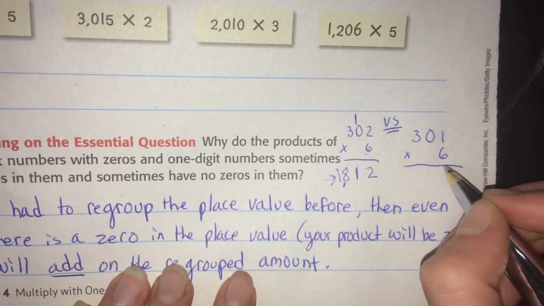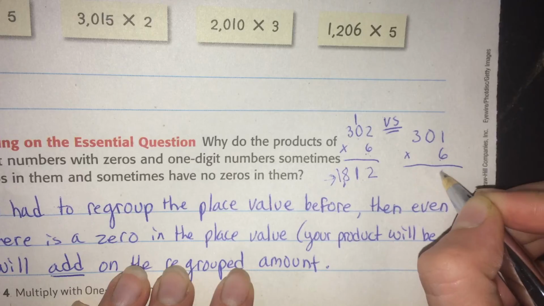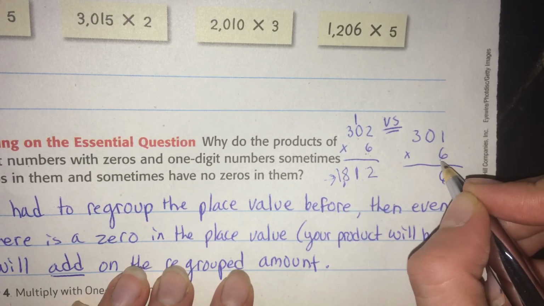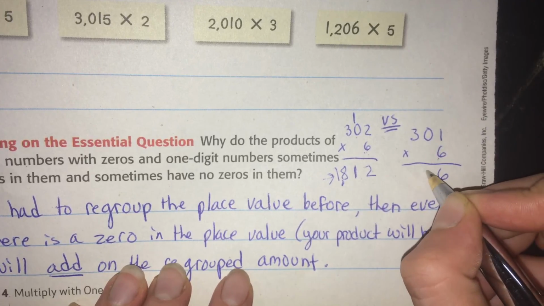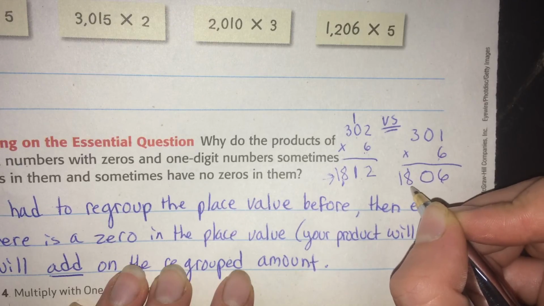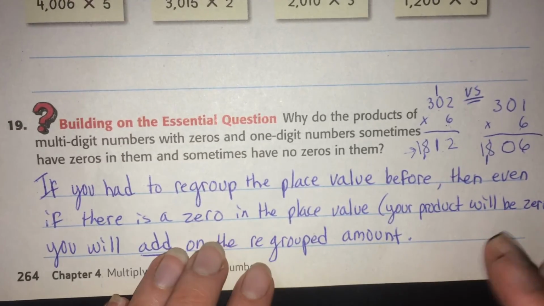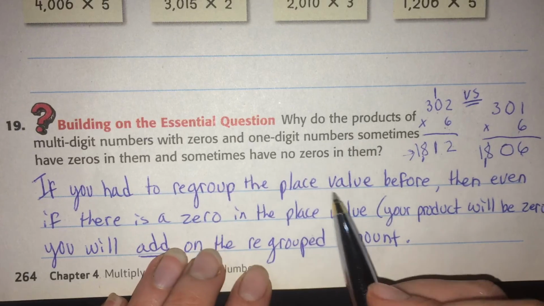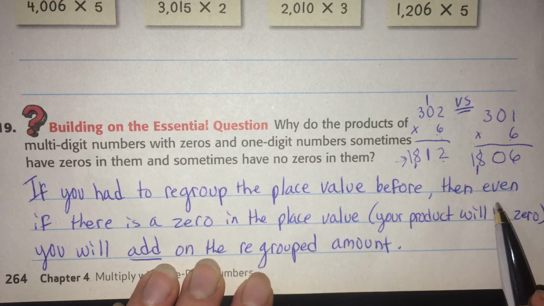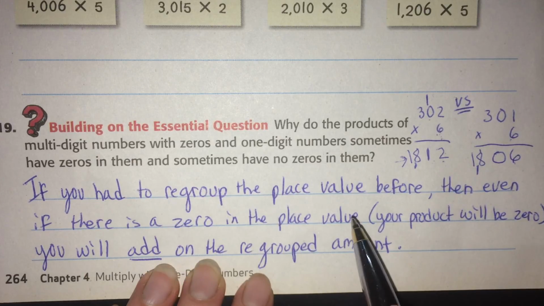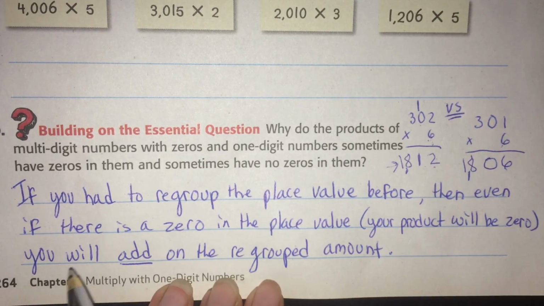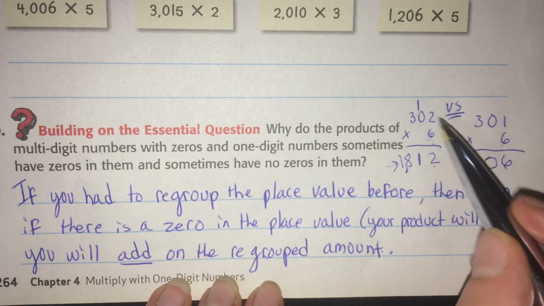Okay, but let's look over here. 6 times 1 is 6. So this isn't big enough to regroup, so we're not carrying anything over here. So now 6 times 0 is just plain 0. And then, of course, 18. Okay, so if you had to regroup the place value before, like we had to do with 12, then even if there is a 0 in the place value, your product will not be 0. So even if there's a 0 here, you will add on the regrouped amount.